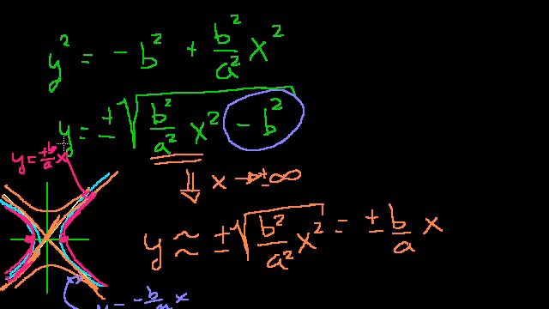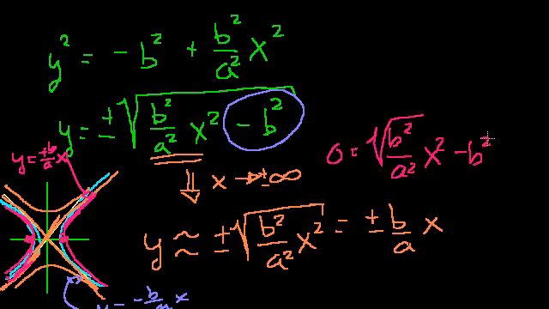But y could be equal to 0, right? You could set y equals 0, and then you could solve for it. So in this case, and actually let's do that. If y is equal to 0, you get 0 is equal to the square root of b squared over a squared x squared minus b squared. You could square both sides. You get b squared over a squared x squared minus b squared is equal to 0.